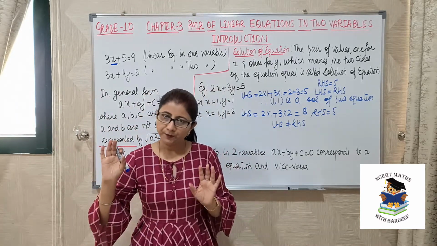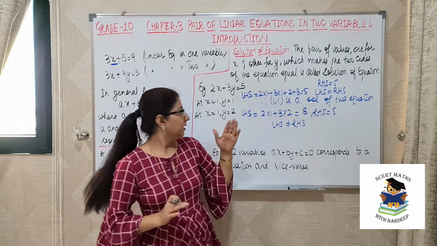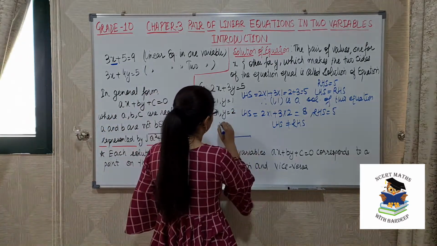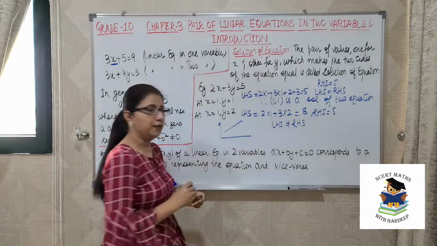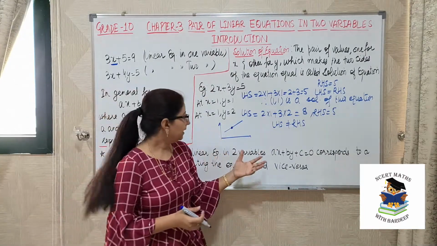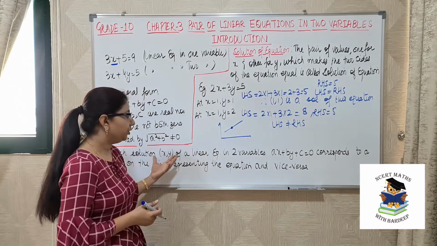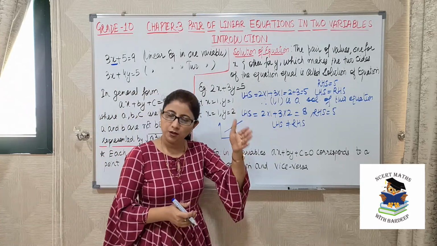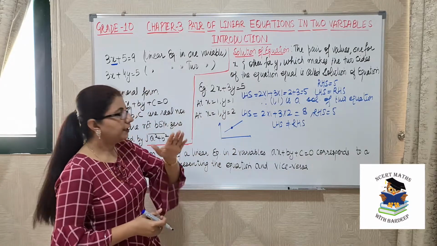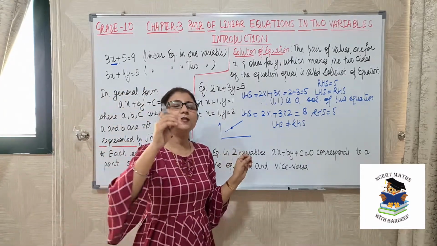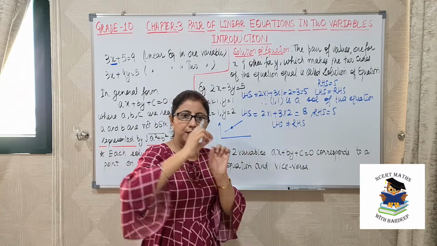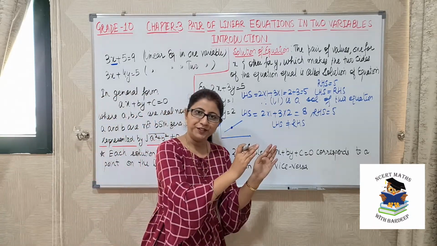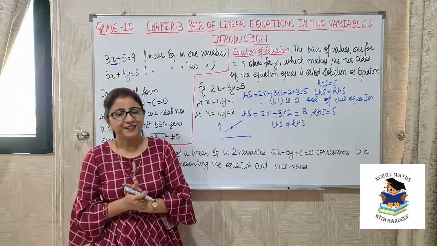of that equation. Clear? Suppose I am taking this line somewhere like this. So we can say that if any solution is there, that solution will always lie on the line, on the graph of the line. On the other hand, if a line is given to us, we can take any point which lies on that line. That point will be a solution of your equation. So now let's see the next topic.